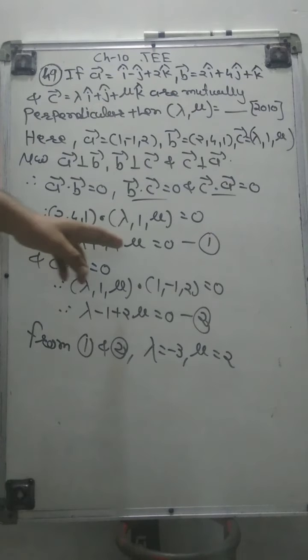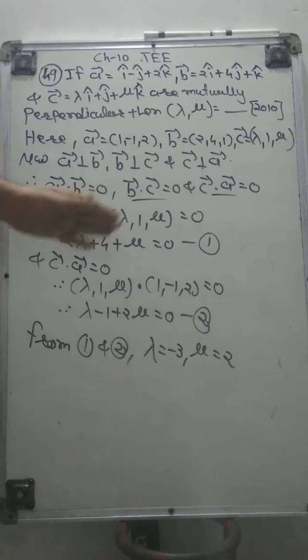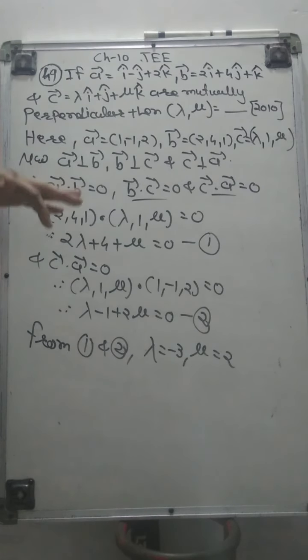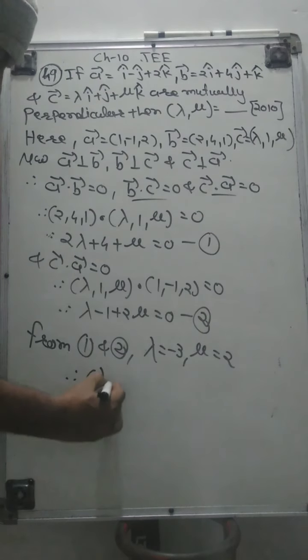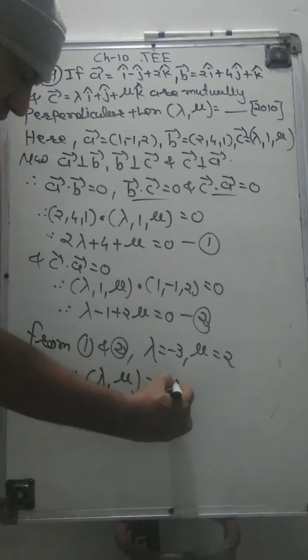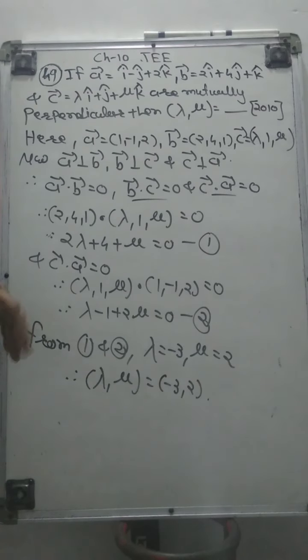So here, when you multiply by 2 with any one equation and then subtract them, you get your answer. Lambda is minus 3, mu is 2. Therefore, lambda and mu is equal to minus 3 and 2. So this way we can obtain this answer. If you put these values here, then also you can find the same answer. So you get your answer. Okay, then we go for the next one.